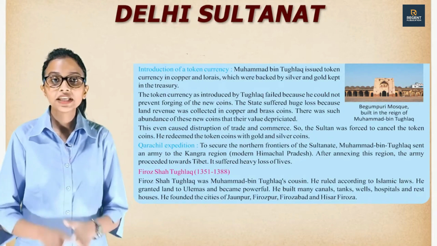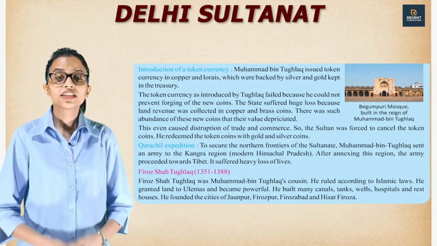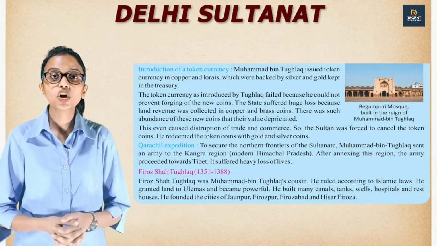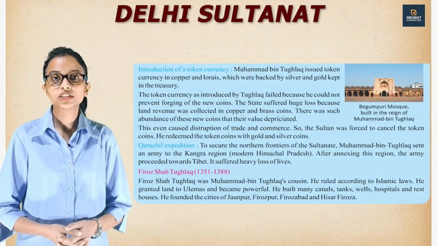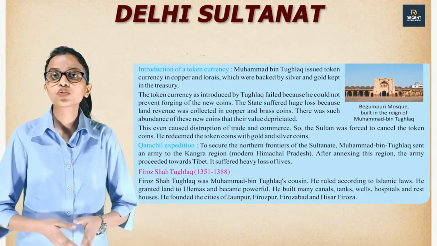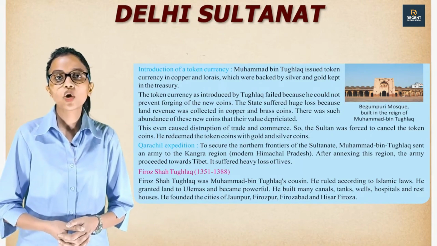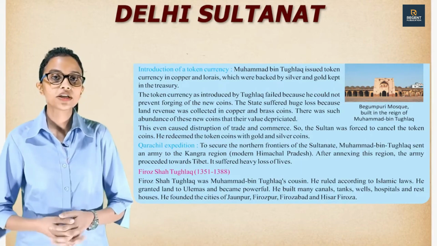There was such an abundance of these new coins that their value depreciated. This even caused disruption of trade and commerce. So, the Sultan was forced to cancel the token coins. He redeemed the token coins with gold and silver coins.